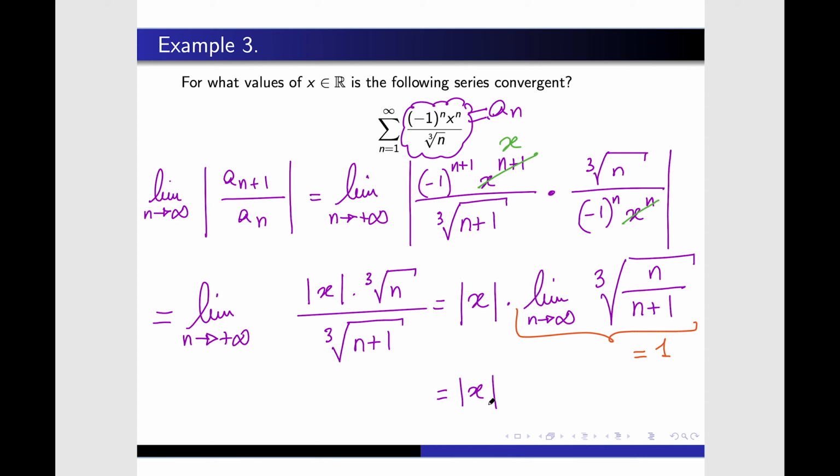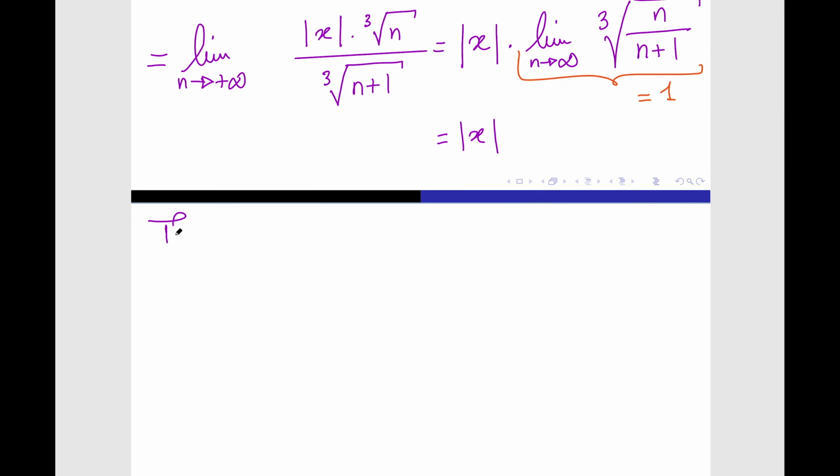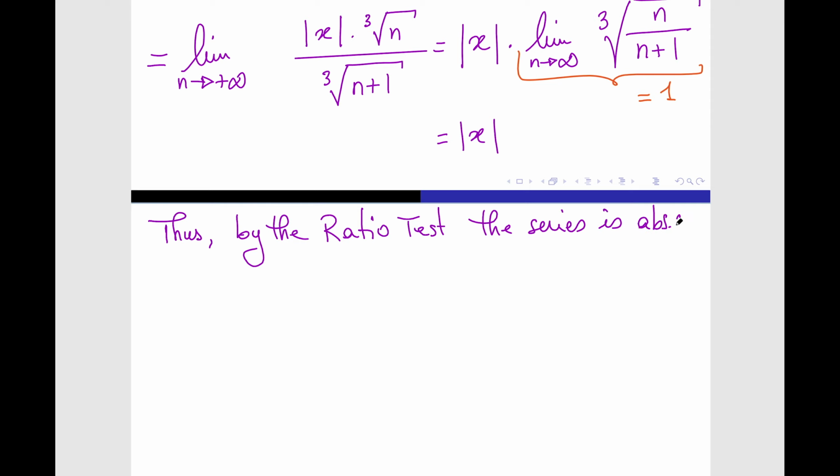We know that if the limit is smaller than 1, the series is going to converge absolutely. And if this limit is bigger than 1, the series is going to diverge, right? So thus, by the ratio test, the series is absolutely convergent for all x with absolute value less than 1, which means between minus 1 and 1, right?